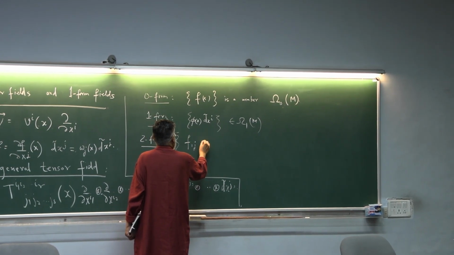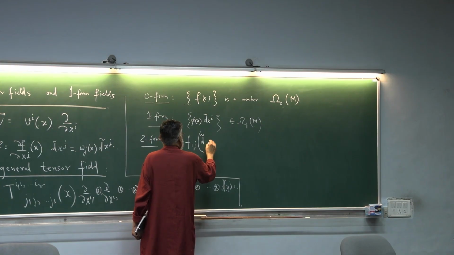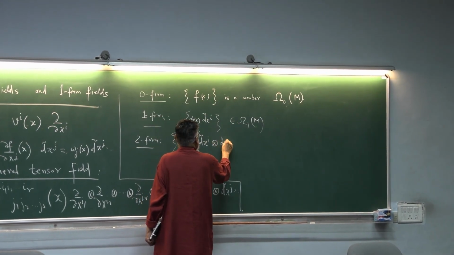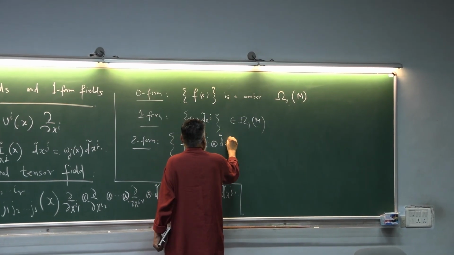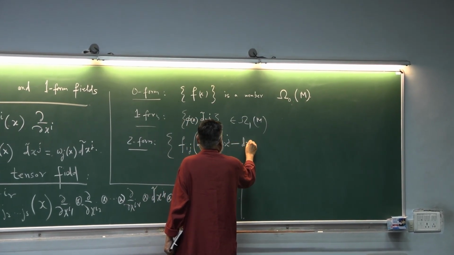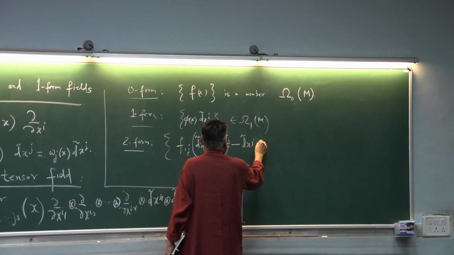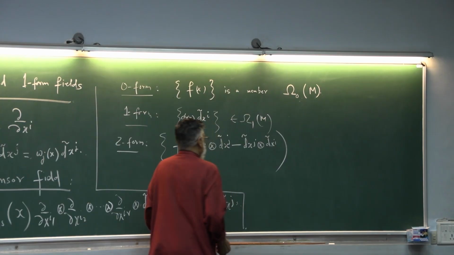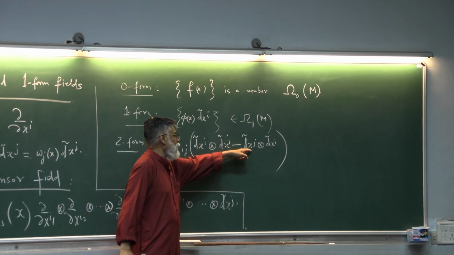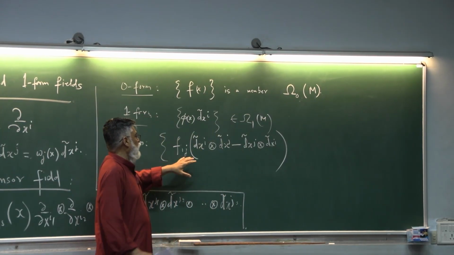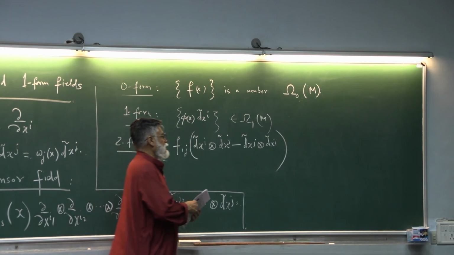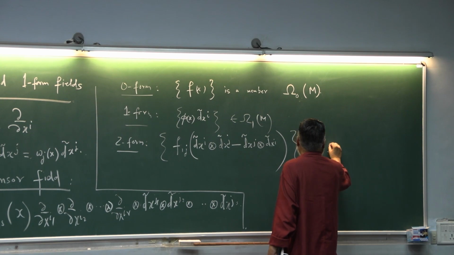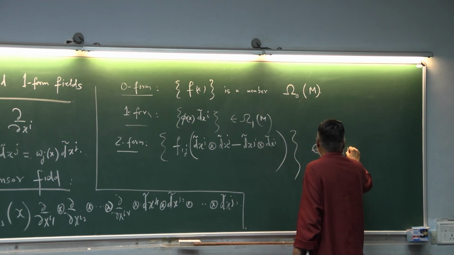Fij, so it's a tensor product dxi dxj minus dxj tensor product dxi. So it is now an antisymmetrized tensor product, and therefore Fij becomes antisymmetric. And this belongs to Omega 2 M.